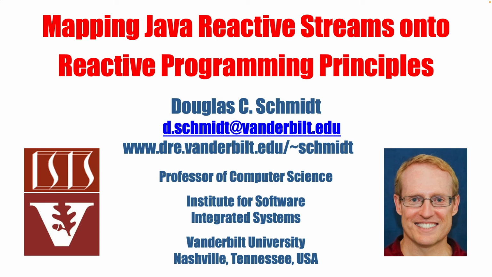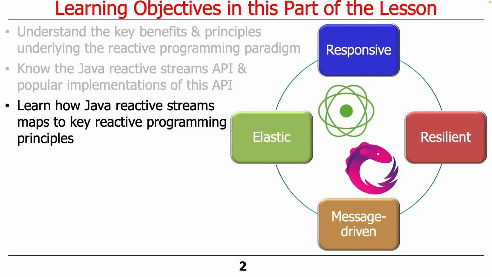So now that you know a bit about the Reactive Streams API and the Reactive Programming Model and a little bit about popular implementations of the Reactive Streams API, let's map Reactive Streams onto the Reactive Programming Principles. We did something like this earlier when we talked about completable futures, but now we're going to focus on the features that are available in the Reactive Streams API and popular implementations therein. And you'll see again that the four main principles we're concerned with here are responsive, resilient, elastic, and message-driven.